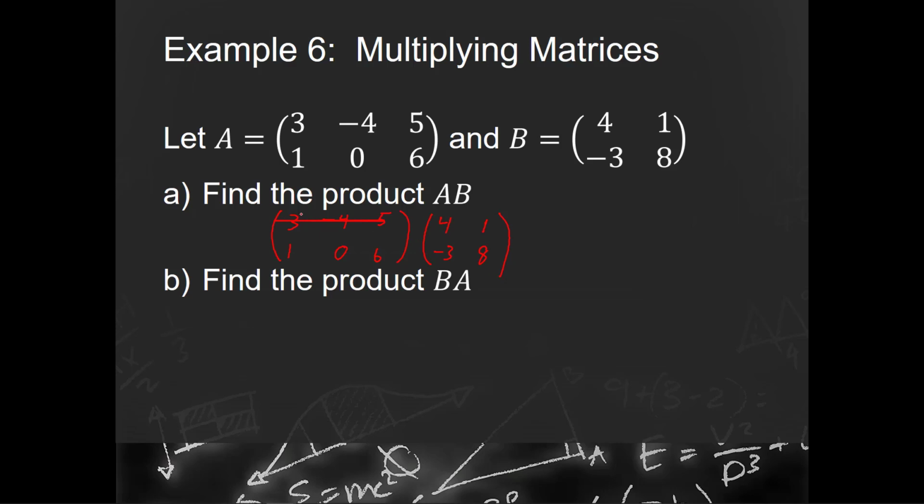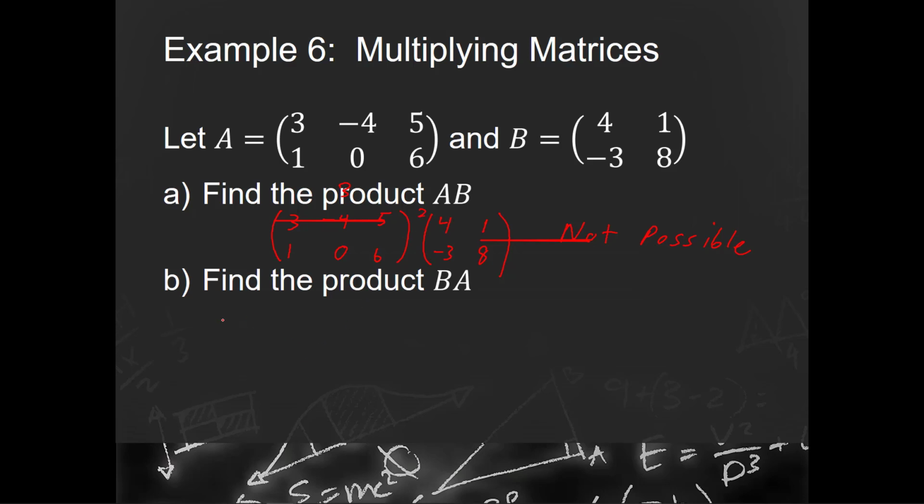So A is a 2 by 3 matrix. We actually have 3 columns, and in B we only have 2 rows. For us to be able to multiply these two matrices, the number of columns in the first matrix must be equal to the number of rows in the second matrix. But here we don't have that, and 5 has nothing to multiply with, so this is not possible, because we have 3 columns here and only 2 rows.